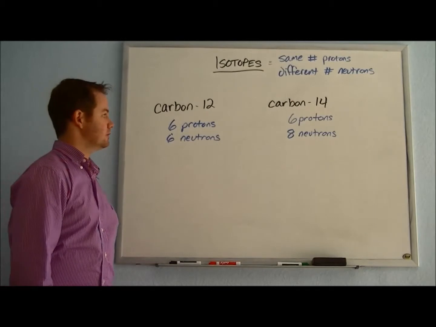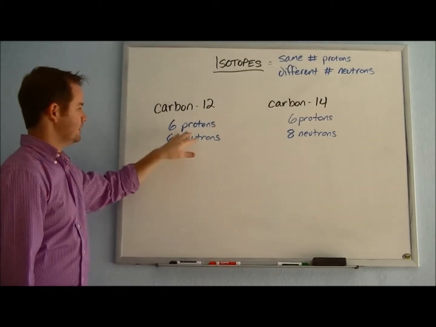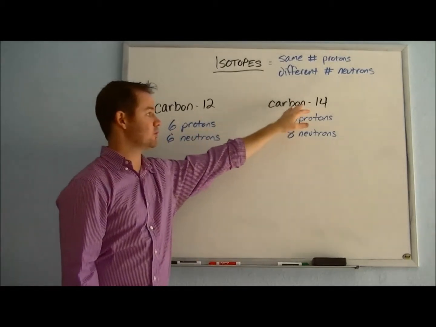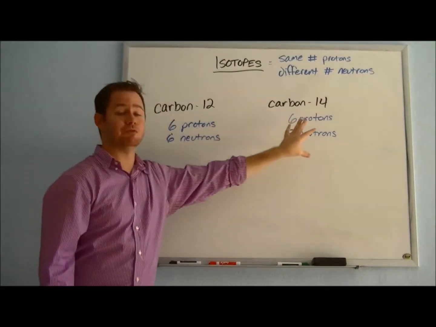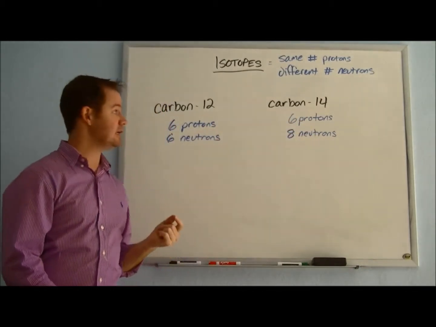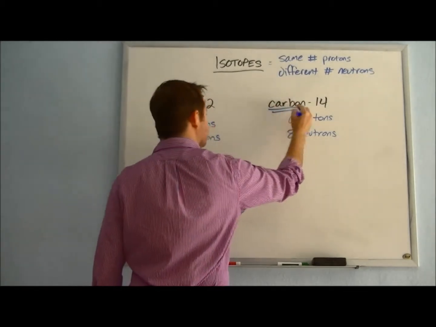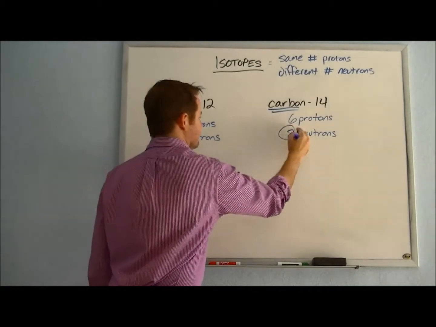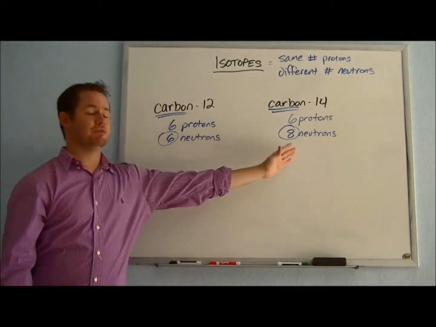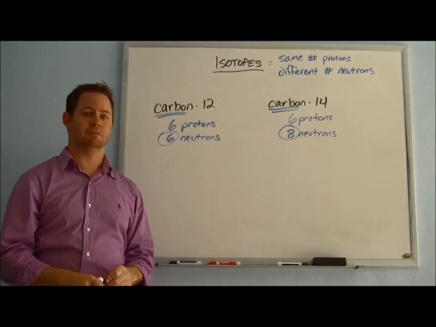in that nucleus. So carbon-12, 6 protons, 6 neutrons. Carbon-14, 6 protons, 8 neutrons. Both of these are different versions of carbon. It's the same element. It's still carbon. But because they have different numbers of neutrons, these would be referred to as isotopes.